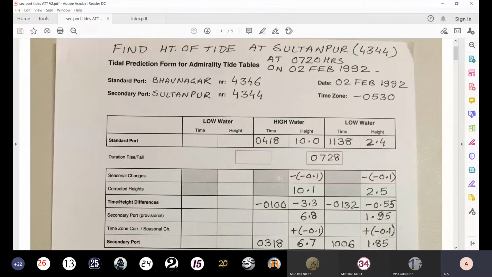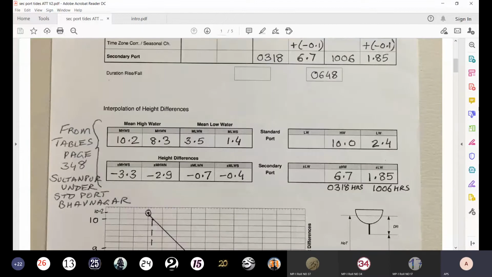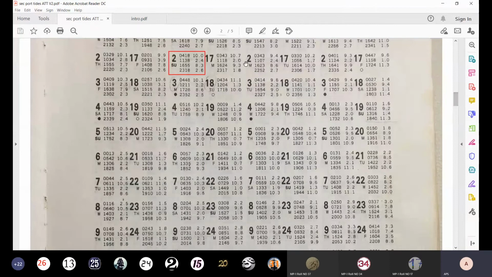So after you have written the time and height, why did we write 418, 1138? Because we want it for 720 hours, so we can get it between 418 and 1138. Say 418, 1138 are the data which is available on that page. So 7 o'clock will come between this. No point taking this 1655, 2318 because we don't need those times.